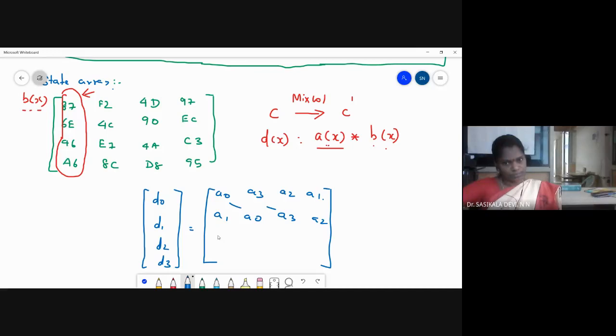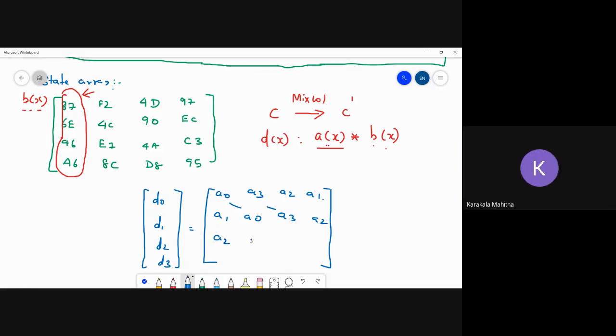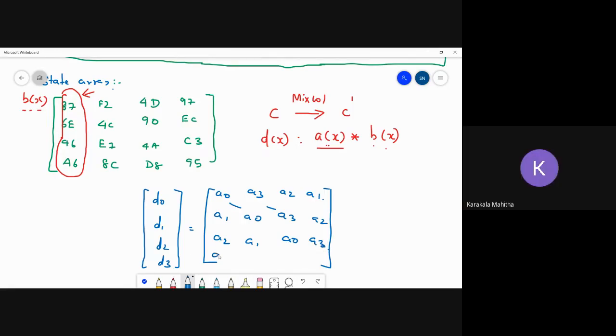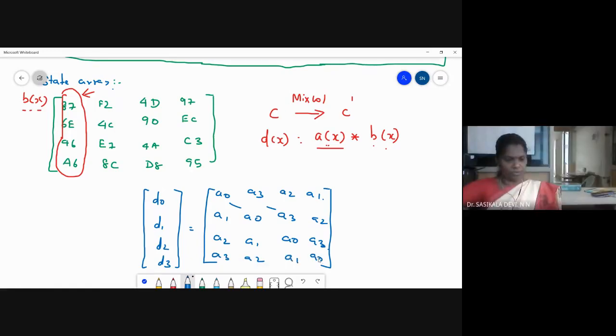Then the next one: A2, A1, A0, A3. Okay, good. Final row: A3, A2, A1, A0. Okay, good. Thank you. So this one is to be multiplied with this matrix, so this will be D0, D1, D2, D3. Just remember this matrix.